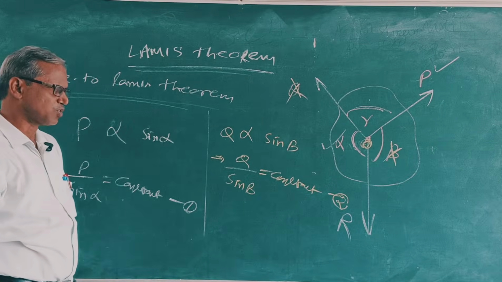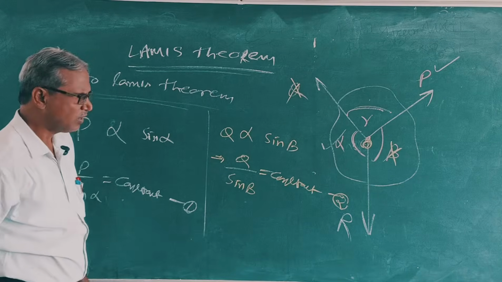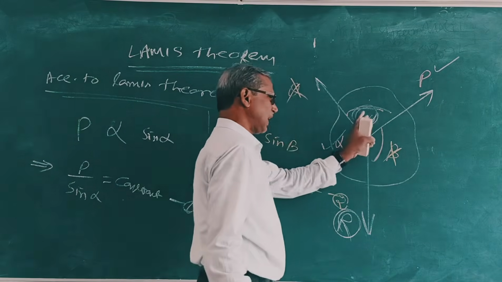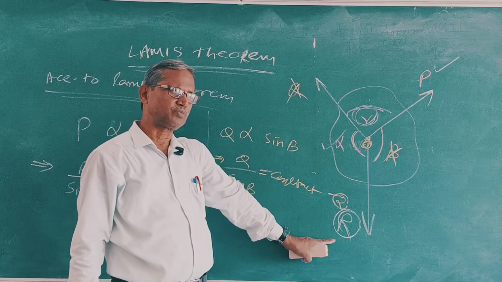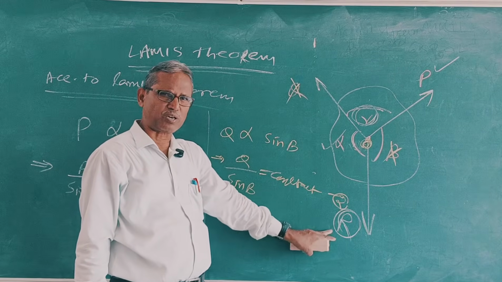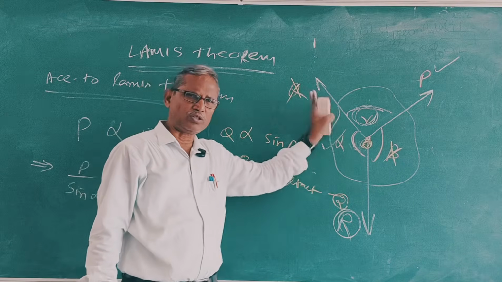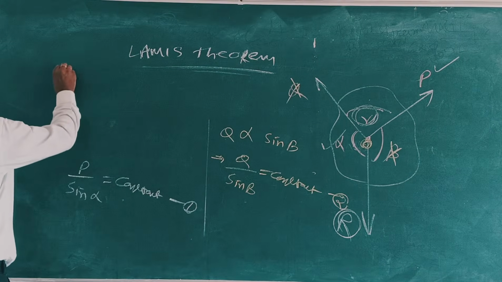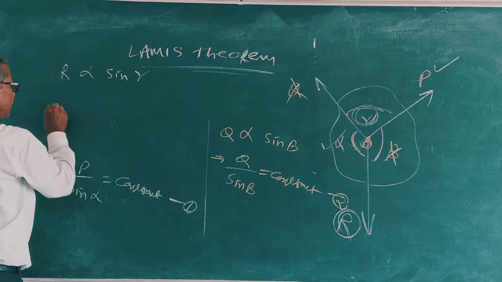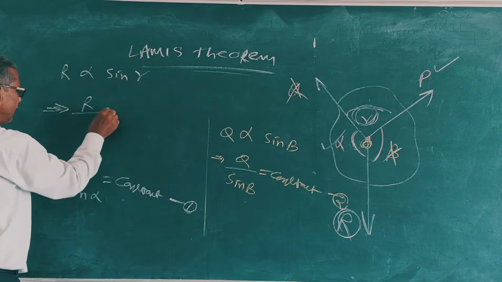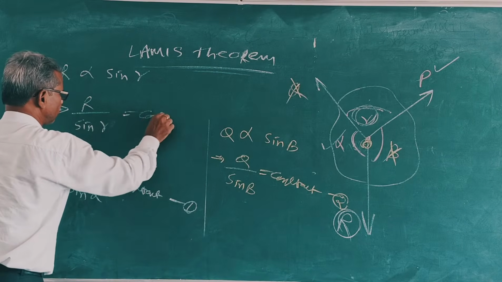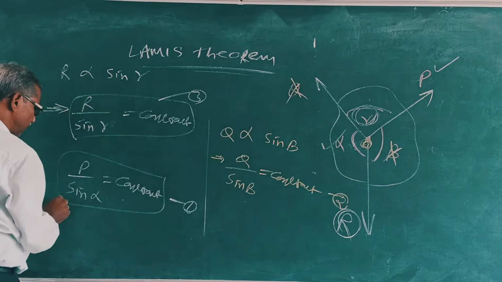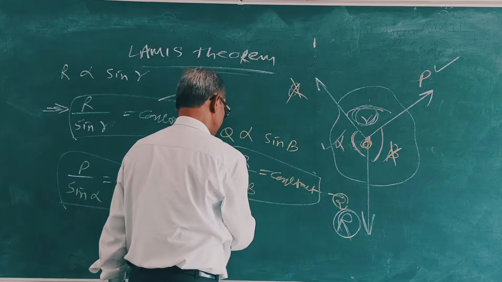Third force, what is the third force? R. Gamma is the angle between P and Q. So as per Lami's theorem, each force is proportional to the sine of the angle between the other two forces. Similarly, R is proportional to sin gamma. This implies R by sin gamma is equal to a constant. This is equation 3, this is equation 1, this is equation 2.